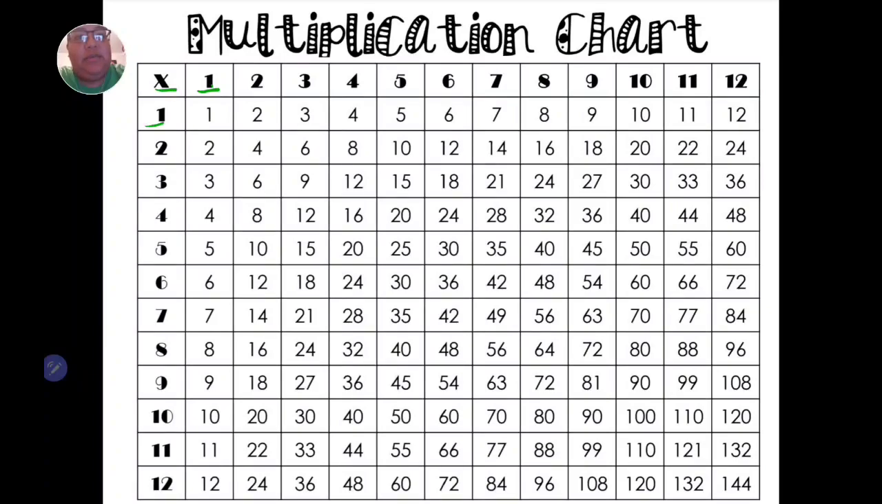1 times 1 gives you 1. 2 times 1 gives you 2. 3 times 1 gives you 3. 4 times 1, and that's what you're doing. Now, it's super easy because we're only going to be working to the 5s. That's all we're doing. So, very simple what I need you guys to do for today. Practice your 1 through 5s.